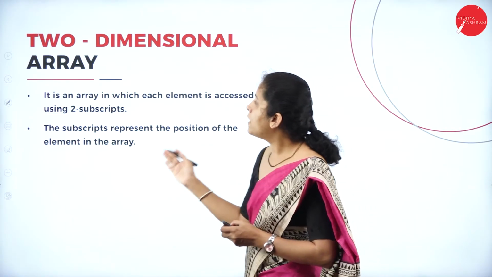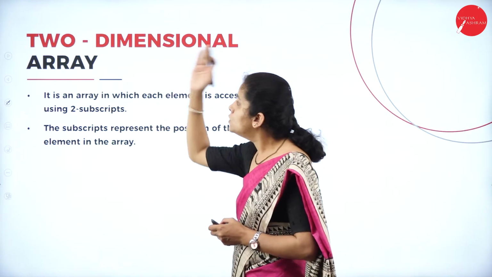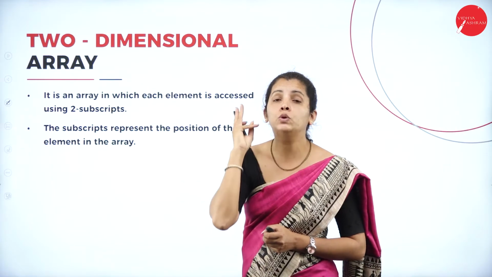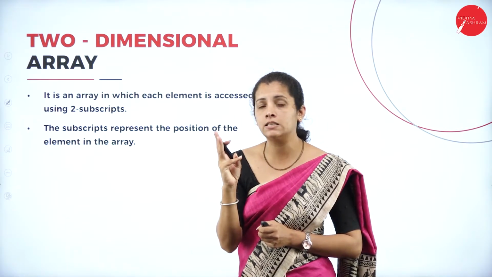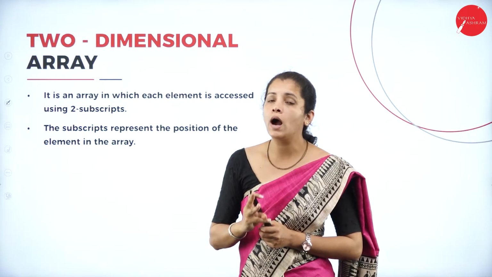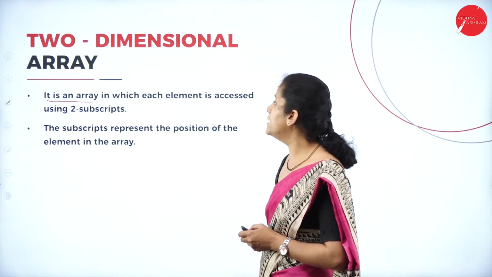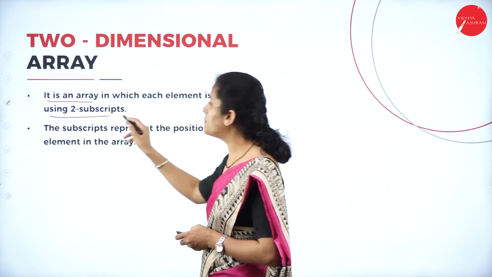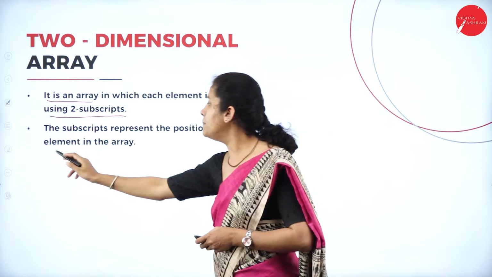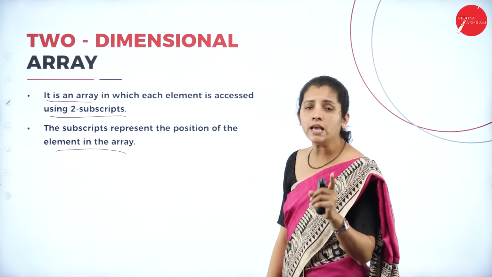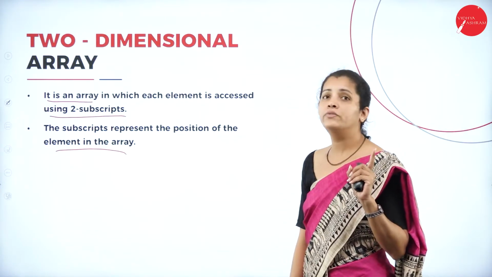Now, I'm going to cover the two-dimensional array. So, what is this two-dimensional array? Here, two-dimensional arrays are going to have two dimensions, that is two indices, one for row and one for column. It is an array in which each element is accessed using two subscripts. The subscripts represent the position of the element in the array. So, subscripts or indices are always used to represent the position in the array.